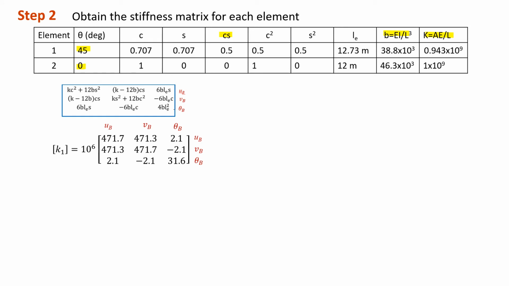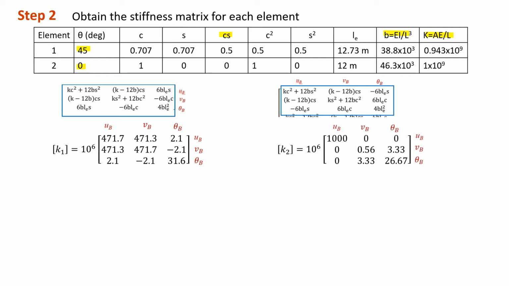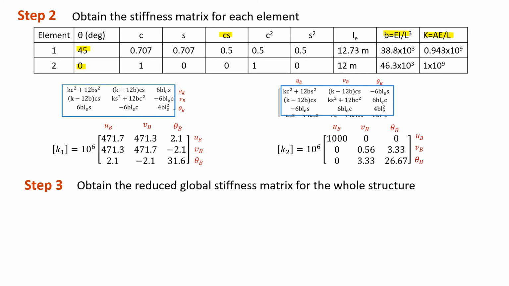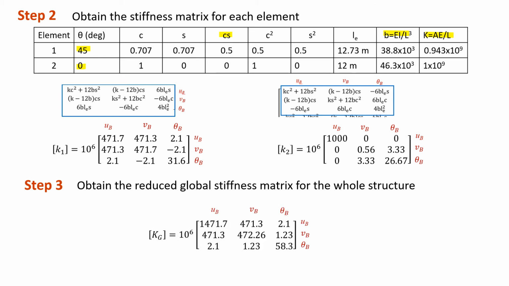And then we have to do the same thing for K2. Just need to refer back to our K matrix, those identified parameters that we need to solve, and then just replace them with the values that we have identified in the tables so that we can obtain our K2. Next step, just need to combine these two matrices in order to obtain the reduced global stiffness matrix.